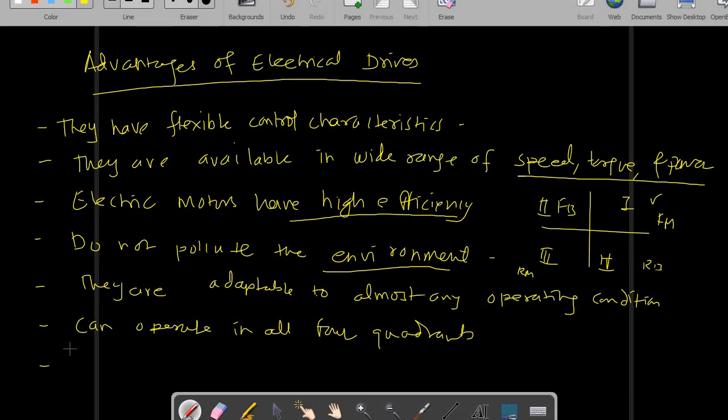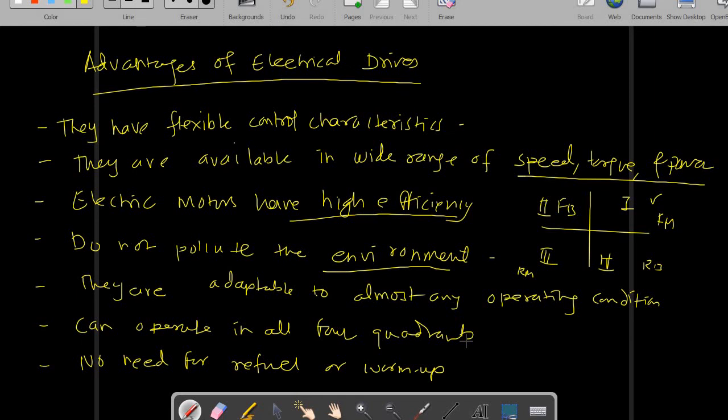Then another advantage is that, unlike other prime movers, they do not need refueling or warming up. No need to refuel or warm up, because for drives other than electrical drives, there is a requirement of refueling or warming up. That is not the case with electrical drives. They can be started instantly and can be immediately fully loaded.